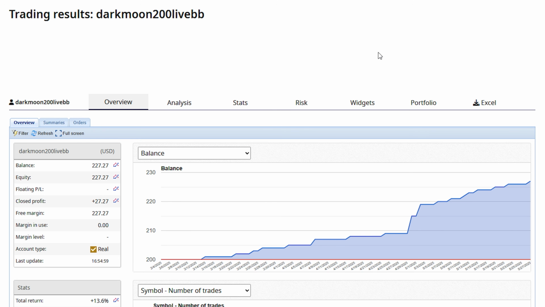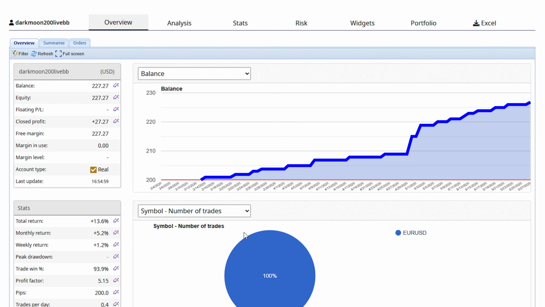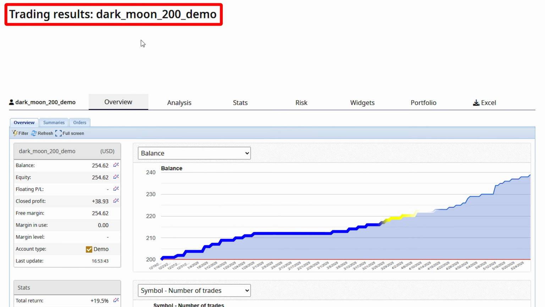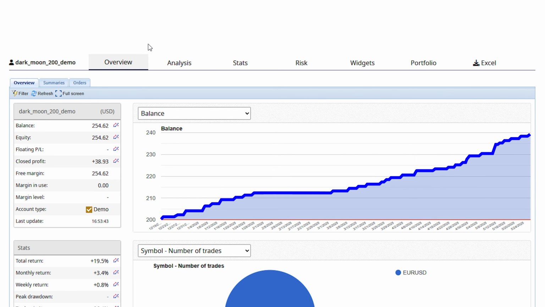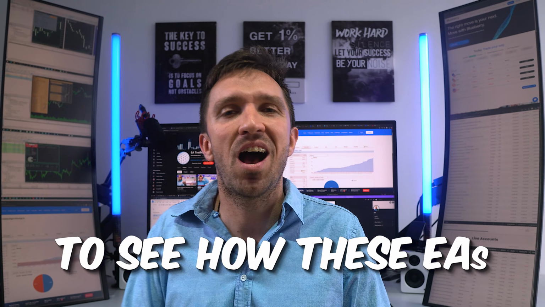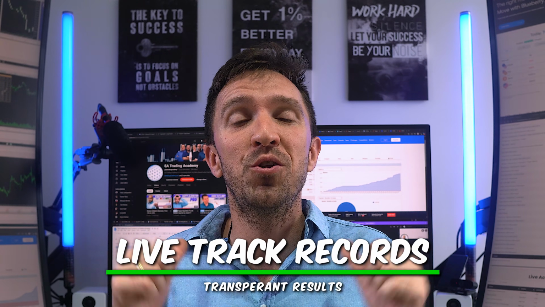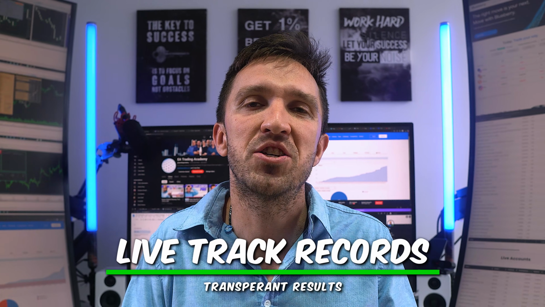And I will also start trading the Dark Moon, which we have on a small $200 live account, and you will see that it's suitable for small accounts, 13.6% so far. This account is also visible on our live results page right on the bottom, and we have it on a demo account for a bit longer with a 19.5%, and I'm really interested to see how these EAs will perform on bigger accounts. As always, you can follow the results on our page at any moment.